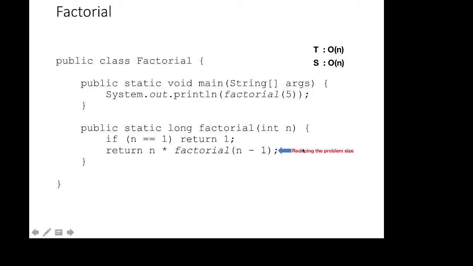So here we are reducing the problem because we have a problem size of n, and then we multiply n times n minus 1. That's all this method is doing.